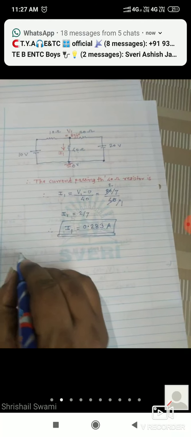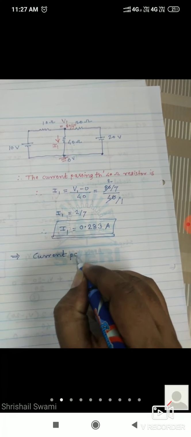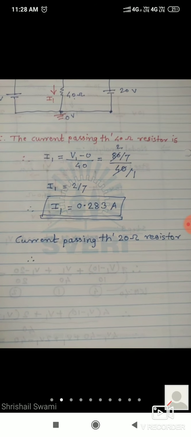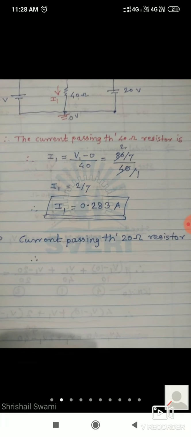Suppose I am asking the question, find out current passing through 20. So I will write here, current passing through 20 ohm resistor. Anyone try and tell the answer? Or all of you try, tell the answer. What should be the answer? I will give half a minute. What will be the answer here? Current passing through 20 means I am expecting this current.